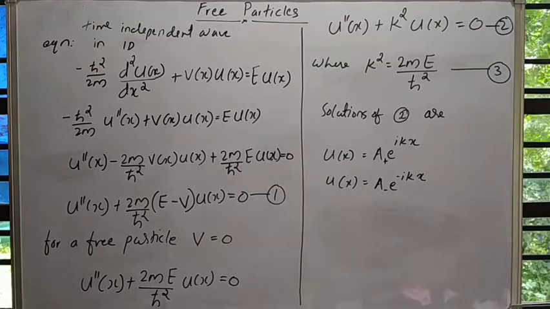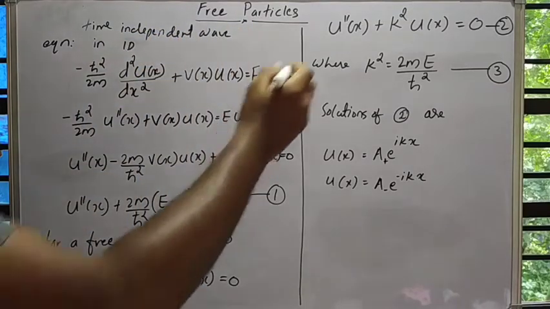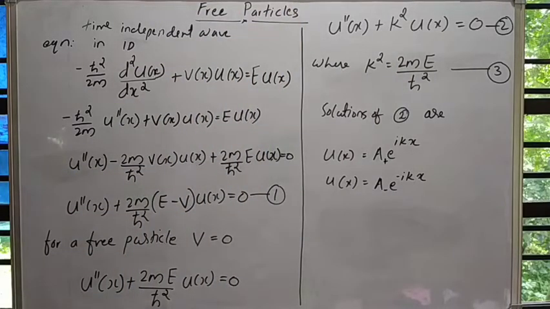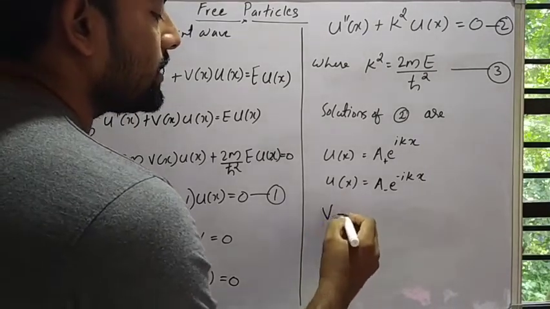Hey all, here let us discuss free particles. We will start with the time independent Schrodinger equation and find out the wave function as well as the energy eigenvalues of free particles. That means here we are discussing the case of a constant potential which is assumed to be zero.